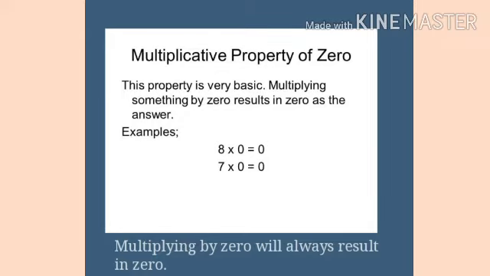Multiplicative property of 0. This property is very basic. Multiplying any number by 0 results in 0 as the answer. For example, 8 into 0 is 0. 7 into 0 is 0.